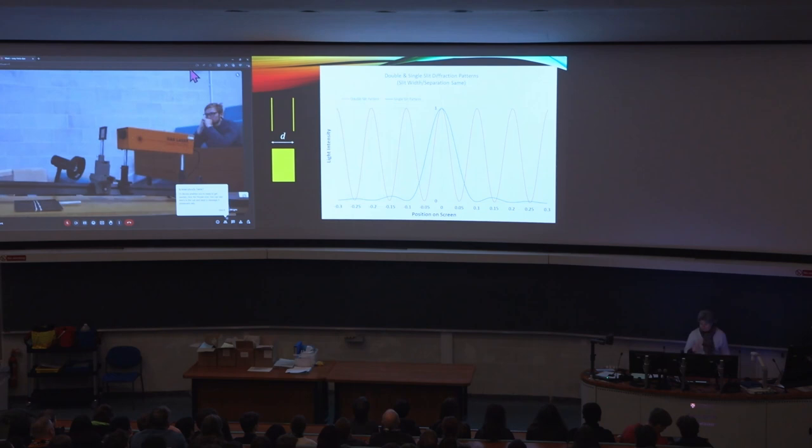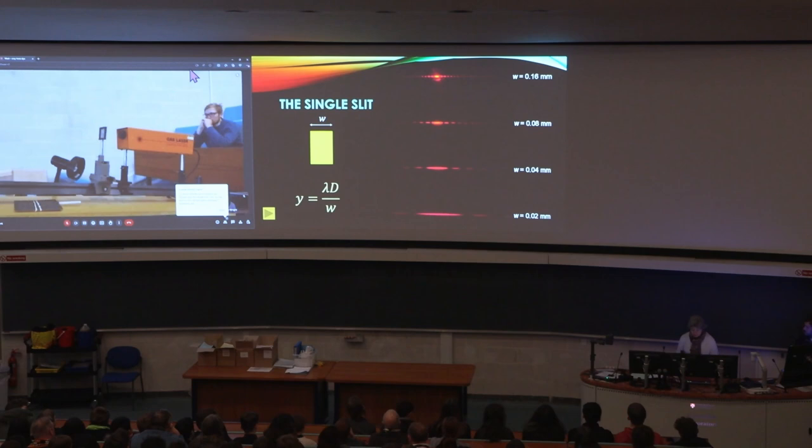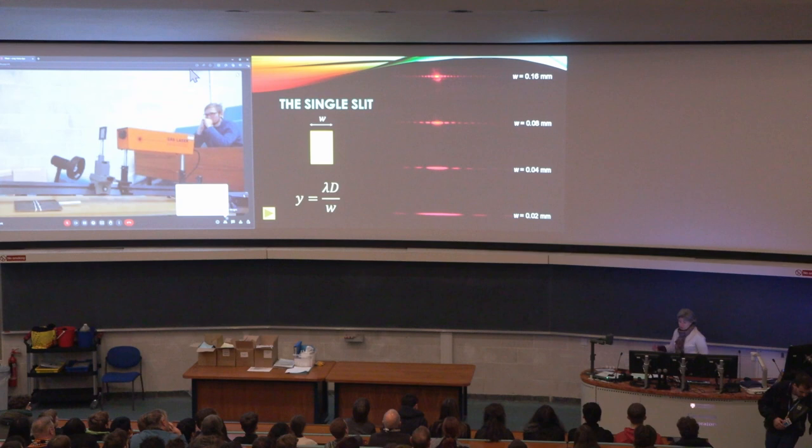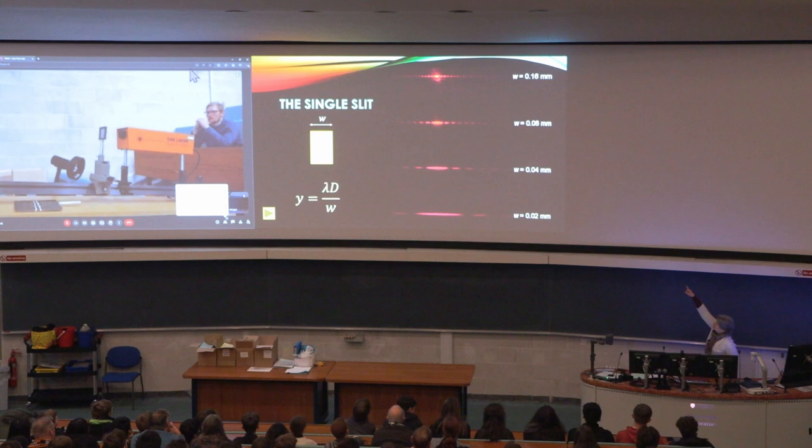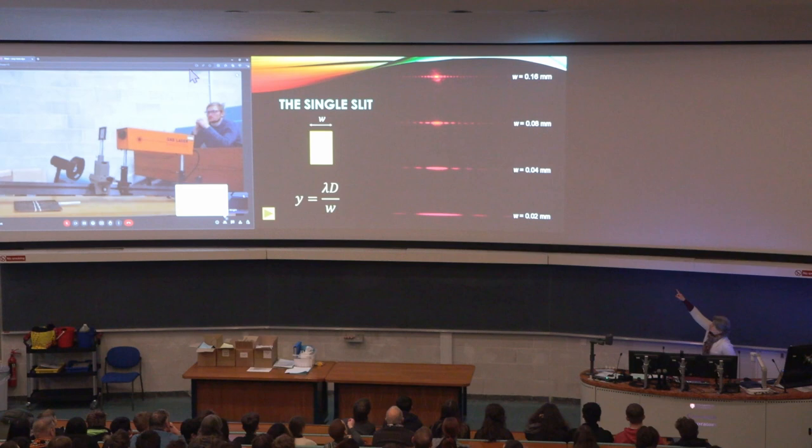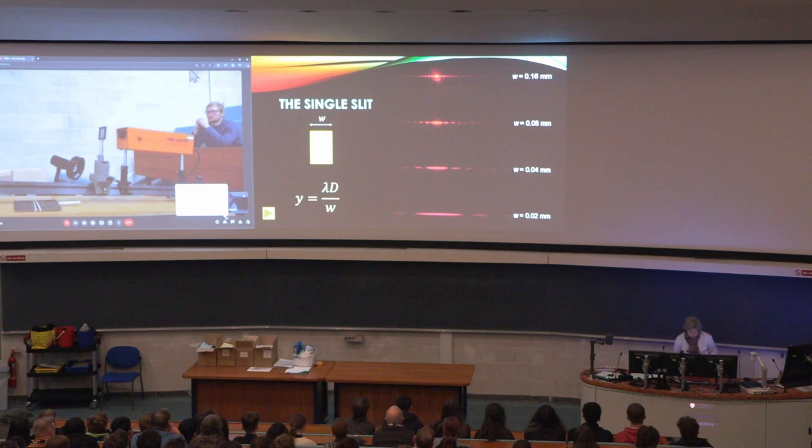So, experimental evidence that the theory about the way in which light behaves as a wave seems to be telling us something sensible. Let's skip to here. What we've got here is a single slit, and these are images of what you just saw me do. At the very beginning, the slit was very wide. a was a big amount, relatively, and therefore the pattern was small. And as we got narrower and narrower with our slit width, the pattern got broader and broader.